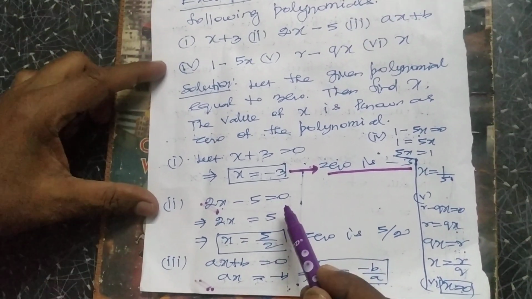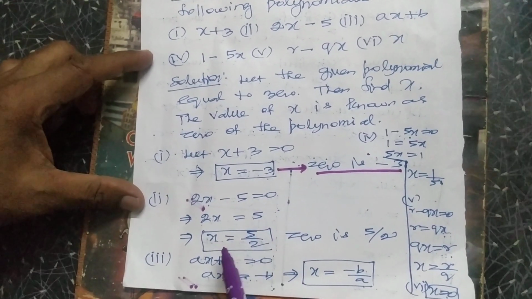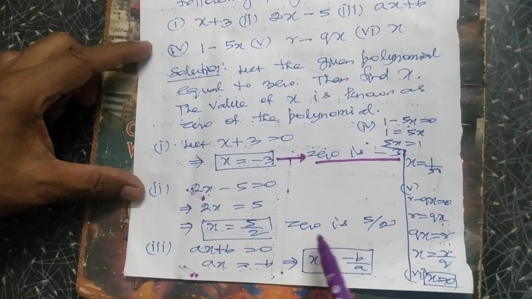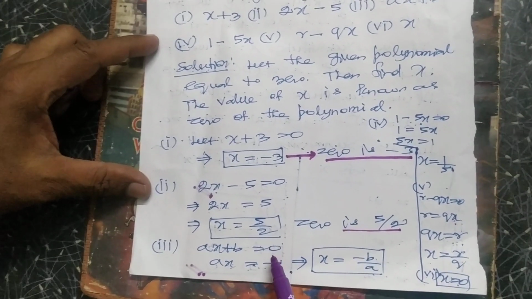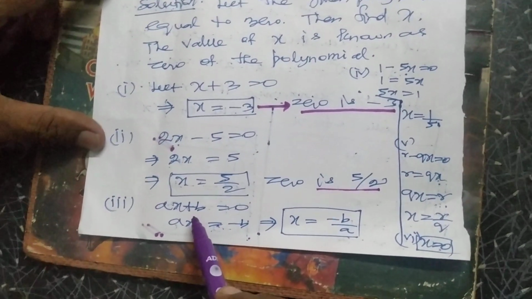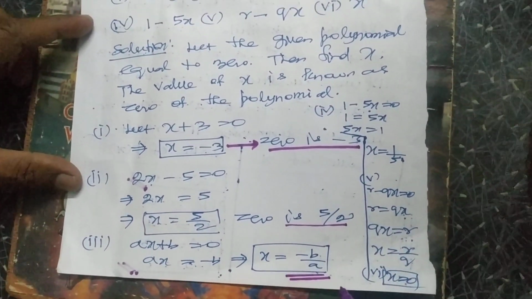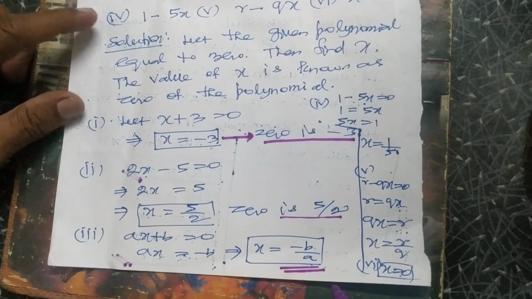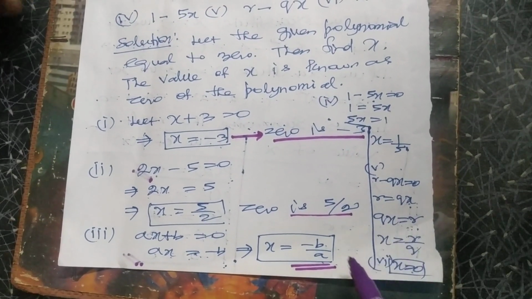Then 2x - 5 = 0. Then bring minus 5 to the other side, plus 5. x = 5/2. The zero is 5/2. Then ax + b = 0. Then bring plus b to the other side, minus b. x = -b/a. That is known as the zero. Similarly, the fourth, fifth and sixth you can try.